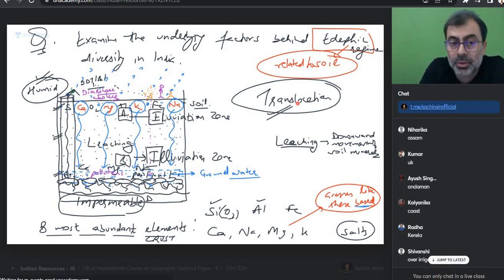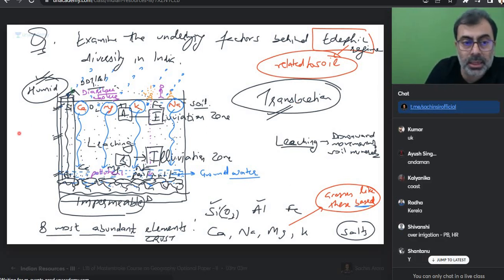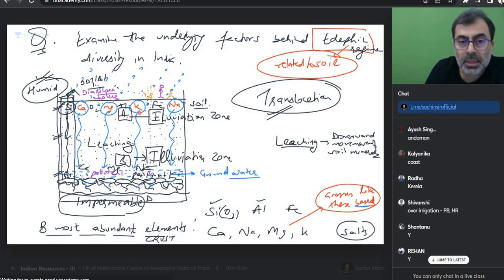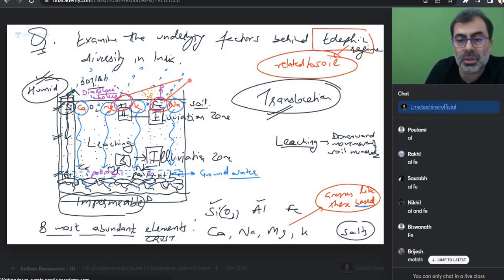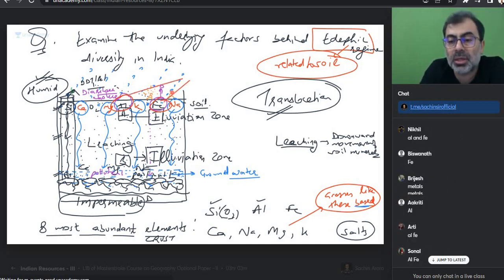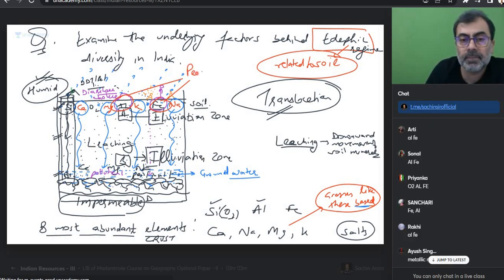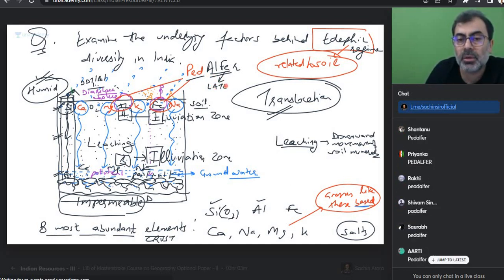And I told you everyone, if silica also goes down, then what is left on the surface? Rocks which are rich in aluminium and iron. What did we call such rock? Pedalfer. Pedalfer is soil rich in what? Aluminium and iron. Pedalfer. Will you remember that? Did I tell you? Bricks and laterite, bauxite are made from this. This soil is called lateritic soil and pedalfer is nothing but bauxite.